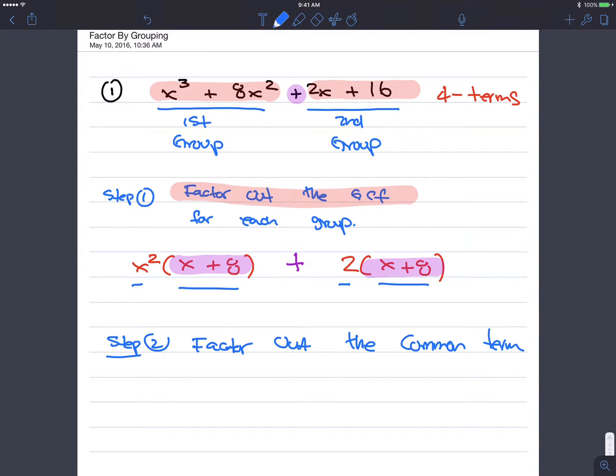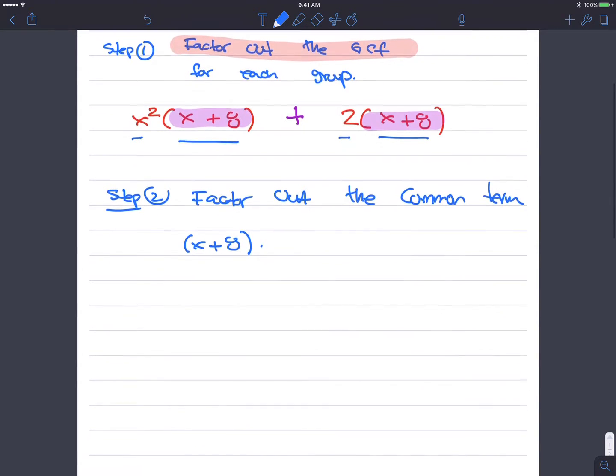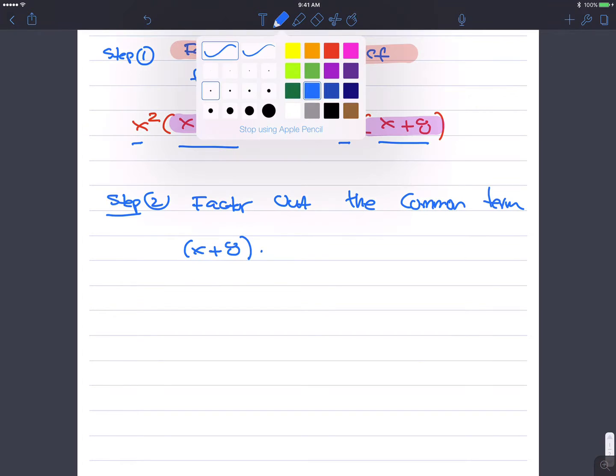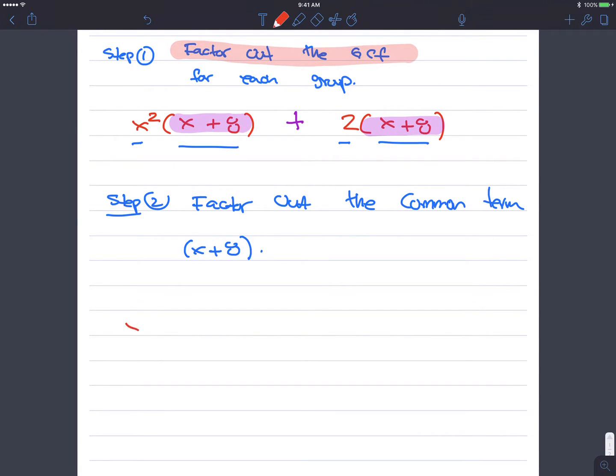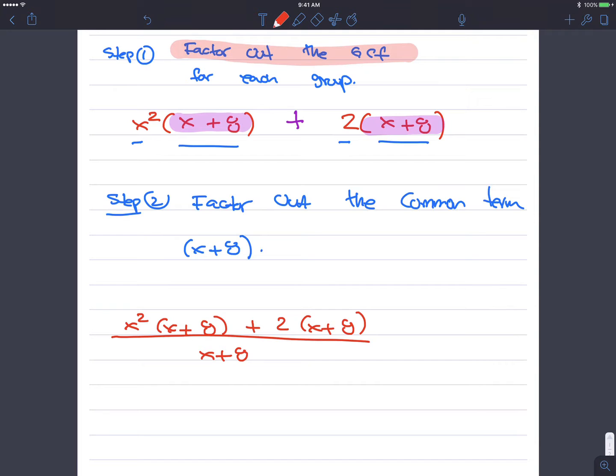So here's what you're going to do. You're going to write down that common term of x plus 8 right here in parentheses. Now, when I say factor out the common term, let me tell you what I really mean by that. Okay? So write it down here. You're going to find a new quotient. Since x plus 8 is common, we're going to factor that out. That means divide the problem by x plus 8 and really find a new quotient.